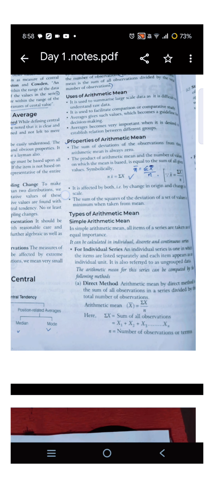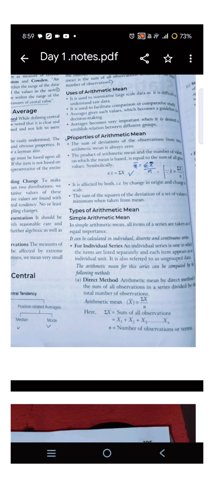The sum of deviations of the observations from their arithmetic mean is always zero. The product of arithmetic mean and the number of values on which the mean is based is equal to the sum of all values. N x bar is equal to sigma x. We can also write it as x bar is equal to sigma x divided by n, that is the sum of all observations divided by the number of observations.